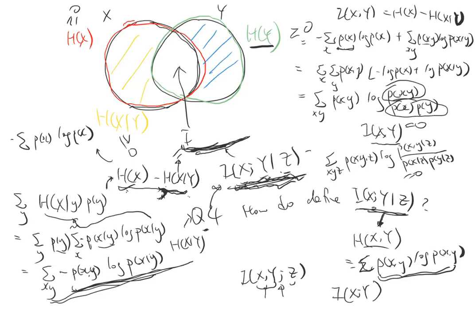If you have a definition like this, then it will be conditionally independent whenever this term is equal to zero. Because when x and y are conditionally independent given z, these two will be equal, then I will have log one and so on.